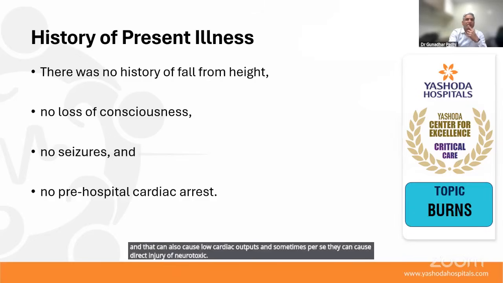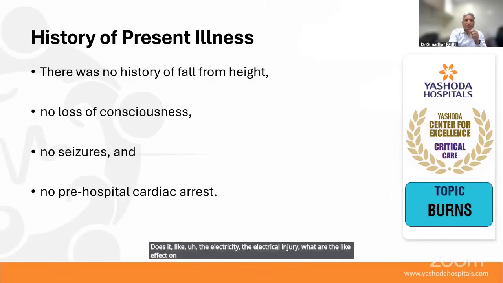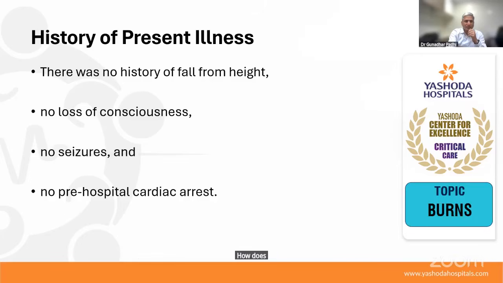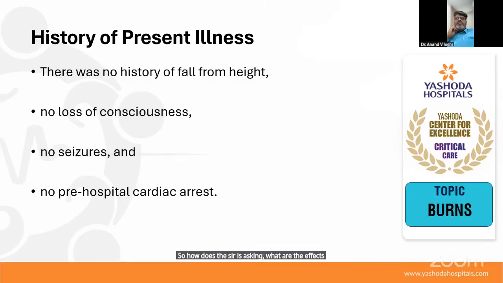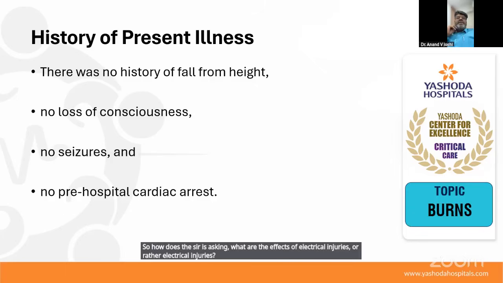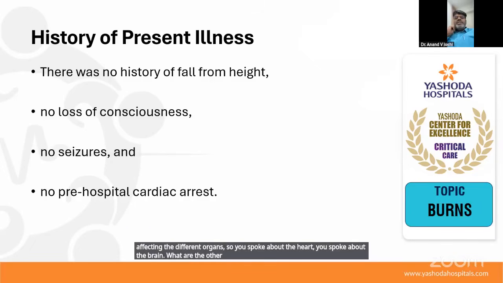Like the electrical injury, what are the effects on the different organs, particularly the nerves, the muscles, the brain? How does that affect actually? Sir, I didn't get your question. Sir is asking what are the effects of electrical injuries on the different organs. You spoke about the heart and the brain. What are the other injuries it can cause and how can they present?